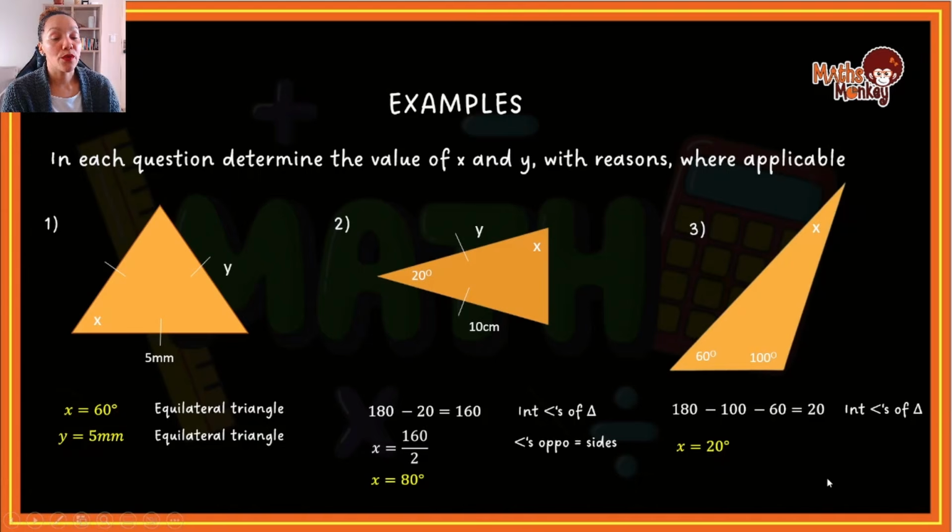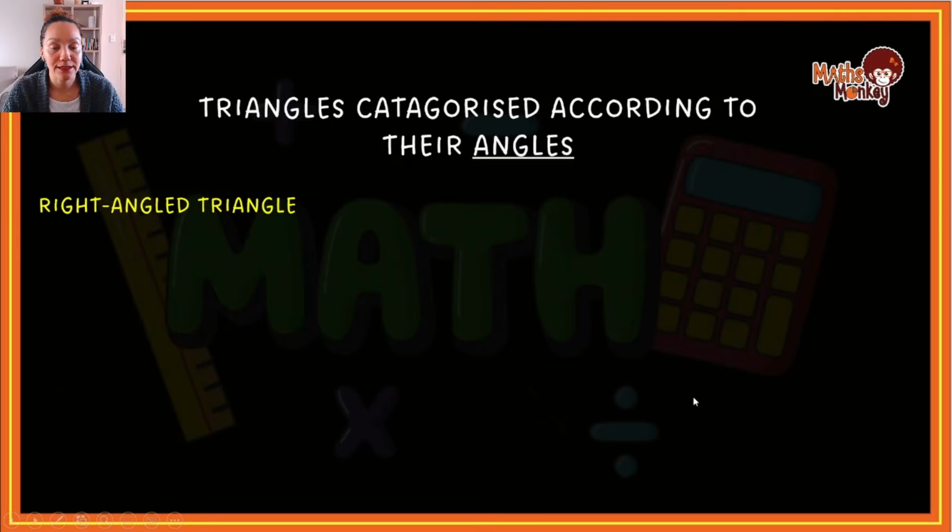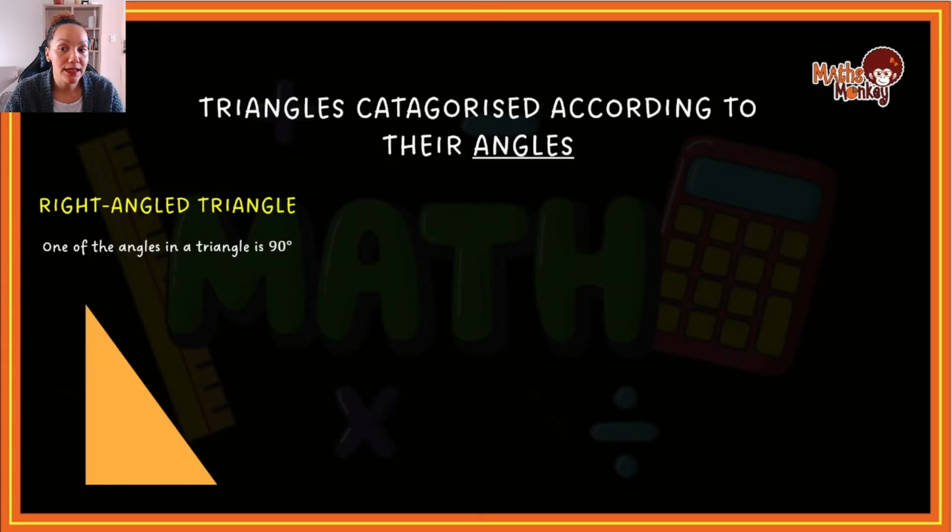Okay, so that is now how you work with the different types of triangles, and then we did an example of each. Now we're going to look at triangles categorized according to their angles. Okay, so the first one is a right-angled triangle. So remember, in the previous section, the emphasis was on the lengths of the sides. Now this one is actually the sizes of the angles. So right-angled triangle, one of the angles in the triangle is equal to 90 degrees. So if I have a triangle that looks like this, one of the angles is equal to 90 degrees, then that makes it a right-angled triangle.